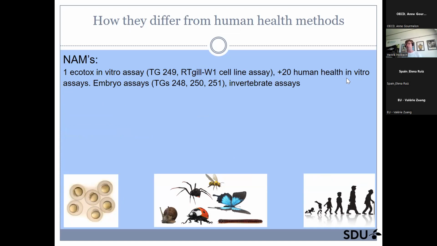And this is compared to much more than 20 human health in vitro assays, or human health related in vitro assays. So there's quite a big difference in the in vitro assays at the moment.